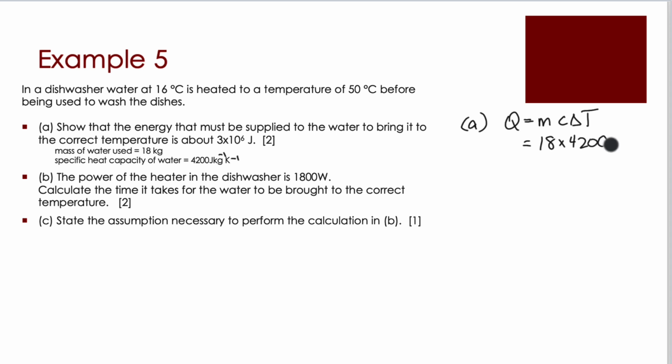so this will be 18 times the specific heat capacity, 4,200 joules per kilogram per Kelvin, and it says Kelvin, but remember the change of 1 degree Kelvin is the same as the change of 1 degree Celsius. So in our case, it's going to be 50 minus 16. We need the change in temperature. If I pick up my calculator, 2, 5, 7, and 4 zeros.